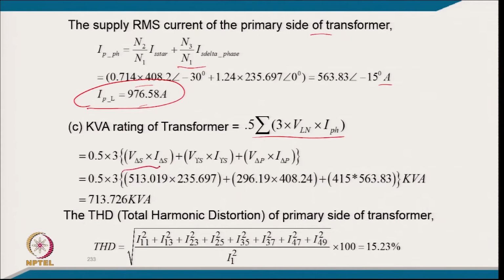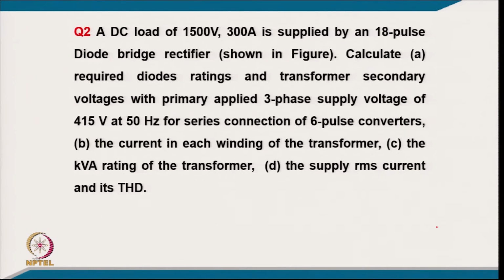So, you have a delta primary, you have a star secondary and delta secondary, and 3 of that for 3 phase and 0.5 into 3. So, you get typically for this your kVA of the transformer 713.726 kVA, and the TAD, I mean you can find out from the current from different harmonic spectrums, you get 15.23 or so.